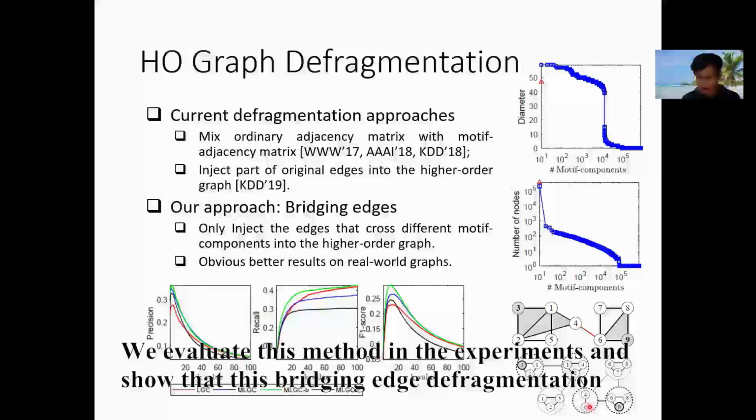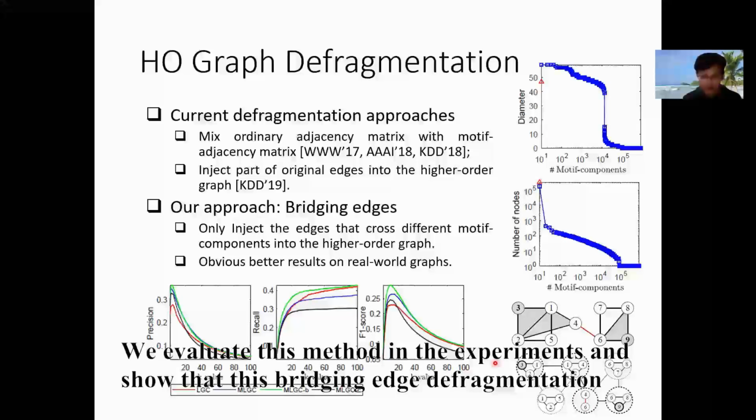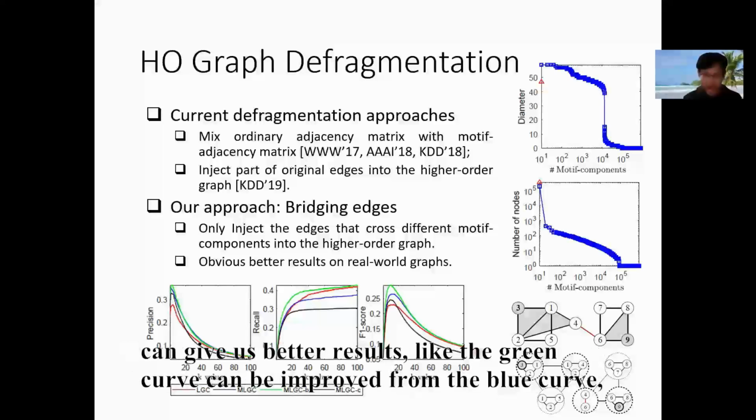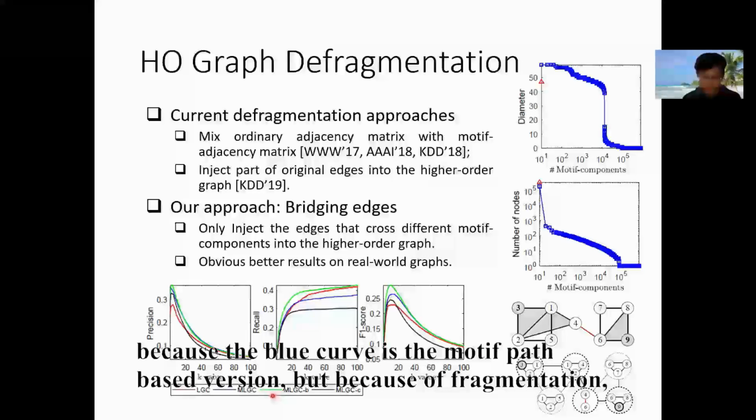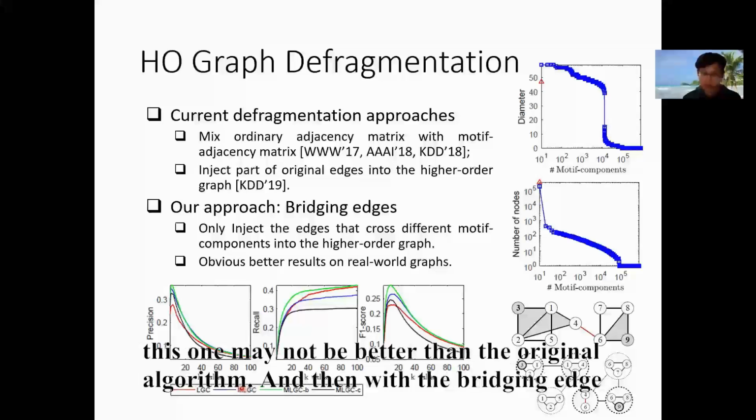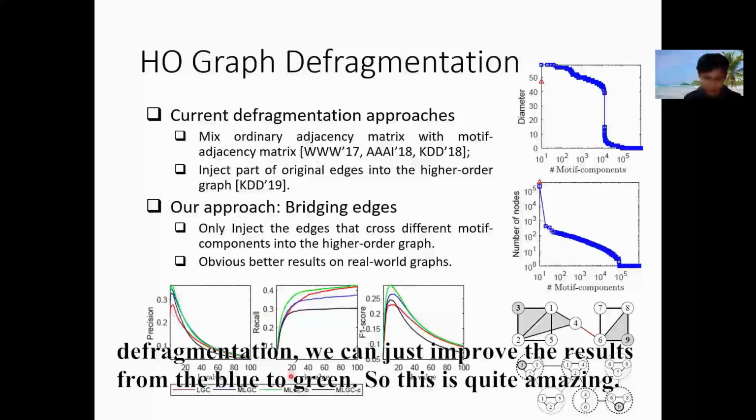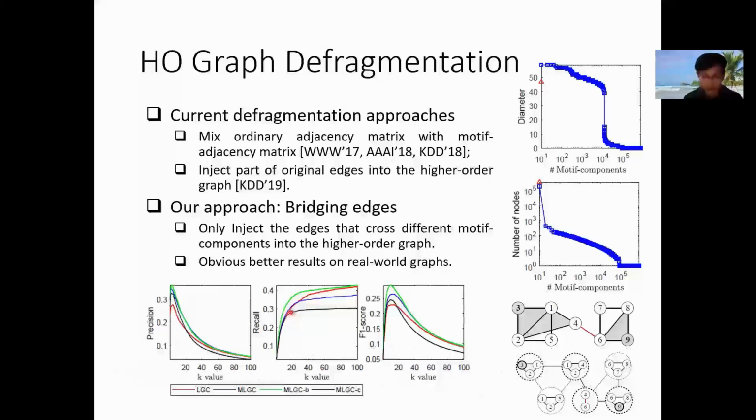So we evaluate this method in the experiments and show that this bridging edge defragmentation can give us better results. Like the green curve is improved from the blue curve, because the blue curve is the motif-path based version, but because of fragmentation, this one may not be better than the original algorithm. And then with the bridging edge defragmentation, we can improve the results from blue to green. So this is quite amazing.